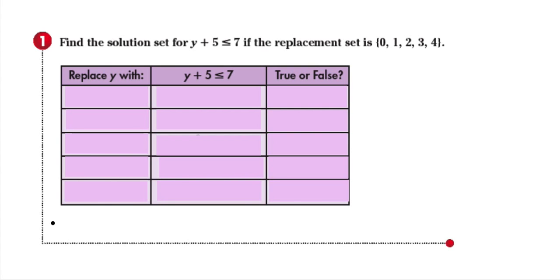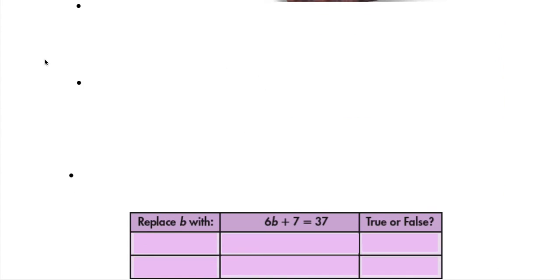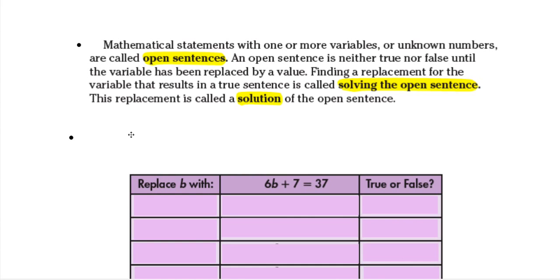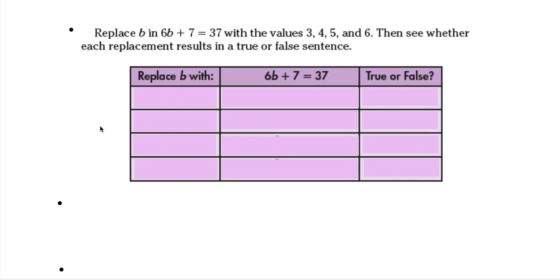Before we do that, we'll go further down right here. So what do we know? If we replace B in 6B plus 7 equals 37 with the values 3, 4, 5, and 6, then we see whether each replacement results in a true or a false statement. So these will be the values of B: 3, 4, 5, and 6.